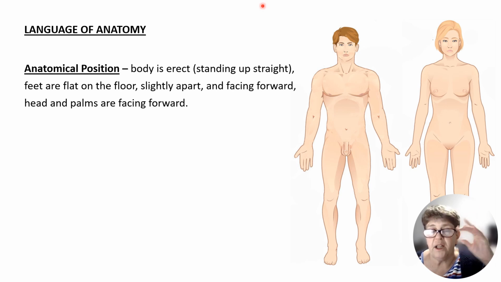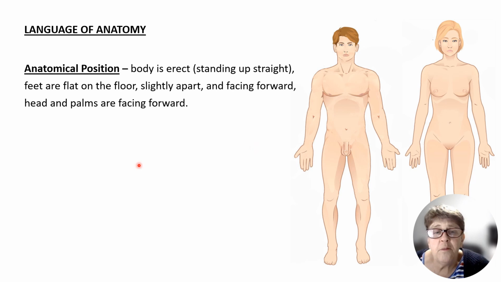It's the whole body standing up, just not a part of it. Okay, the feet are flat on the floor, and then they're slightly apart and facing forward, so your toes face forward, your heels face back, and then your head and your palms are facing forward. So you're facing front, your head's not turned, and so forth.